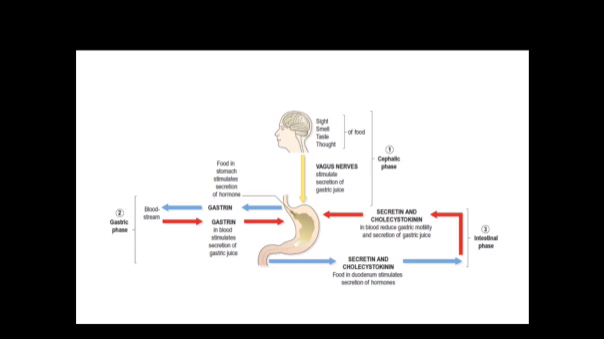How it occurs is, even the sight, smell, taste and thought of food stimulate the vagal center in the brain, which activates the vagus nerve. Now, this vagus nerve, which innervates the stomach, increases the gastric juice secretion. In this way, about 45% of gastric juice is secreted even before the food enters the stomach, which is called the cephalic phase. The next phase is when food enters the stomach, which is called the gastric phase.